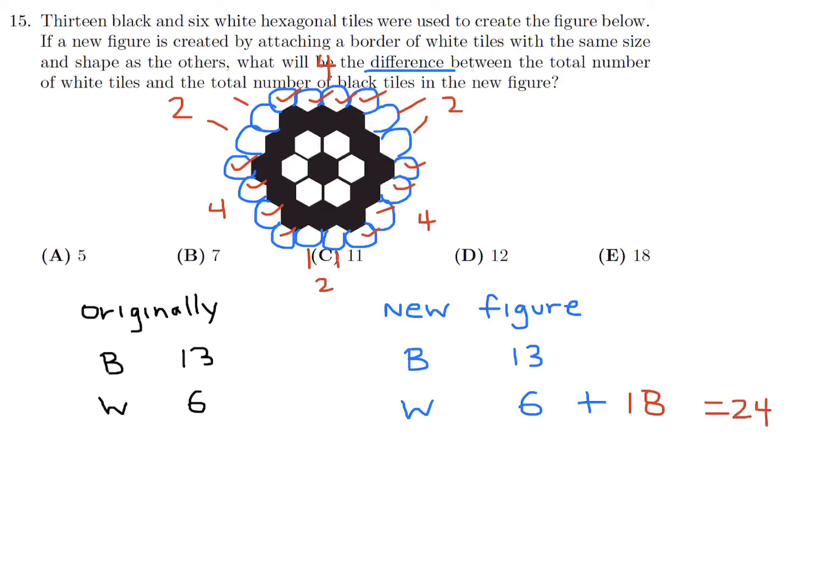So now they want you to find the difference in the new figure between the number of black and white tiles. So the difference is just a subtraction question. It's 24 minus 13. And 24 minus 13 is 11. And therefore, number 15, the answer is C.